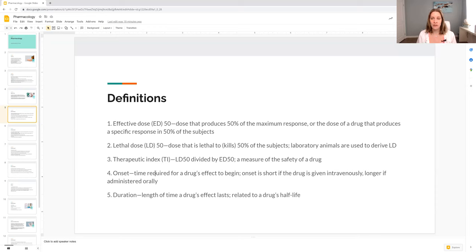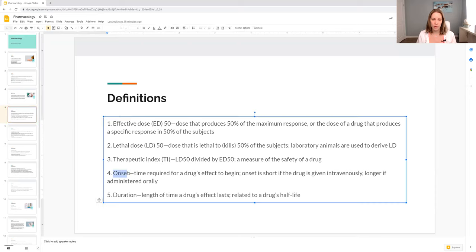Onset is very important. They always ask about the onset on the board exam. This is the time required for a drug's effect to begin. The onset is short if the drug is given intravenously, longer if it's orally. So in a nutshell, what the heck does this mean, Andrea? That's what you might be wondering. So the onset is the time it takes for the drug to work.